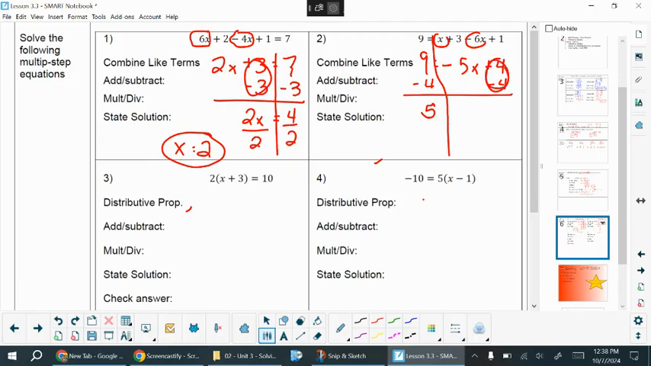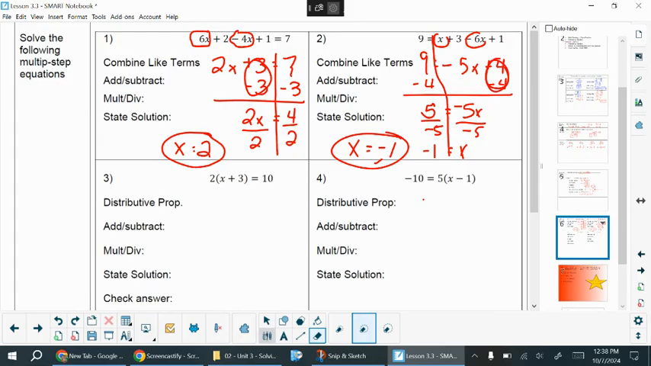On this side, the 4 plus 4 and minus 4 make 0. So I know I have a negative 5x. Then I'll divide by that coefficient of negative 5 to make 1x. 5 divided by negative 5 is negative 1. And I'll state my solution, x equals negative 1, like that.